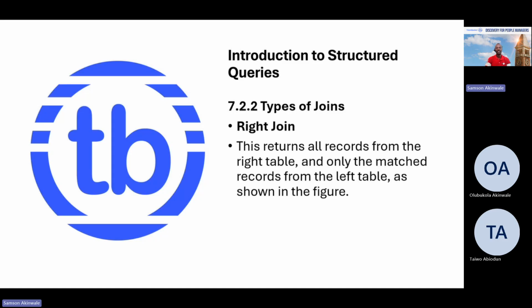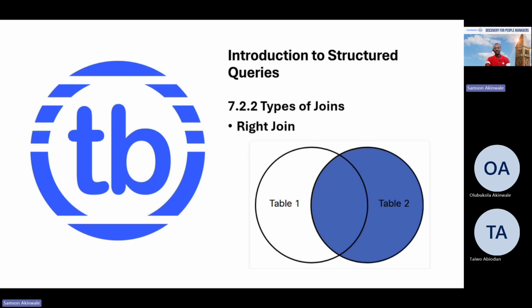Then the next type of join is right join. In this kind of join, it helps to return all records from the right table and only the matched records from the left table. So it begins with the table on the right and only pulls out records that are matching from the left table, just as it is here.